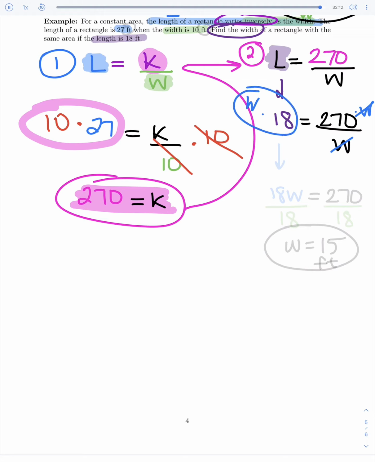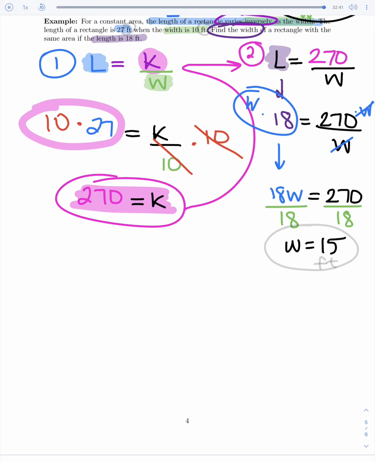So that puts the W on the other side with the 18, and it becomes 18W. I still have my 270 on the other side. Now the question is, how do I solve this equation? Well, to get W by itself, I'm going to divide both sides by 18. So I get 270 divided by 18 is 15. So I get W equals 15.